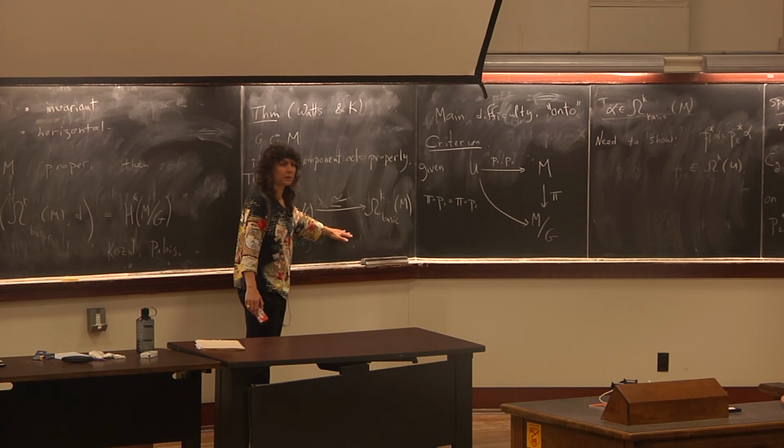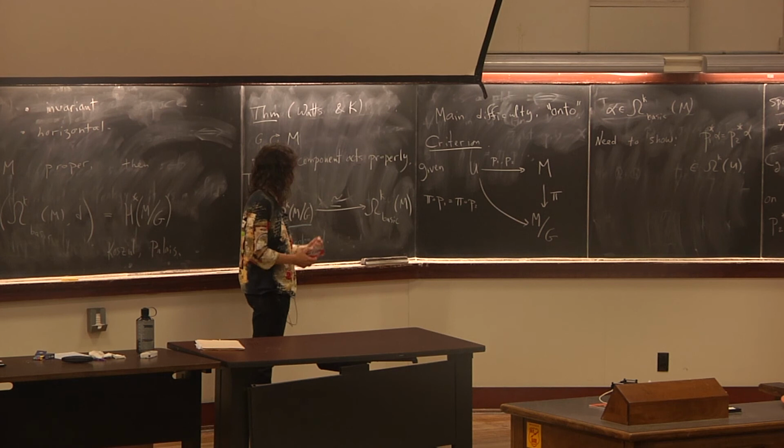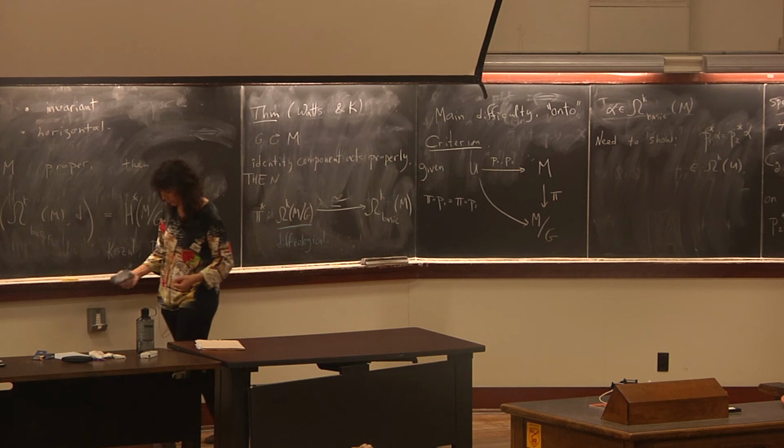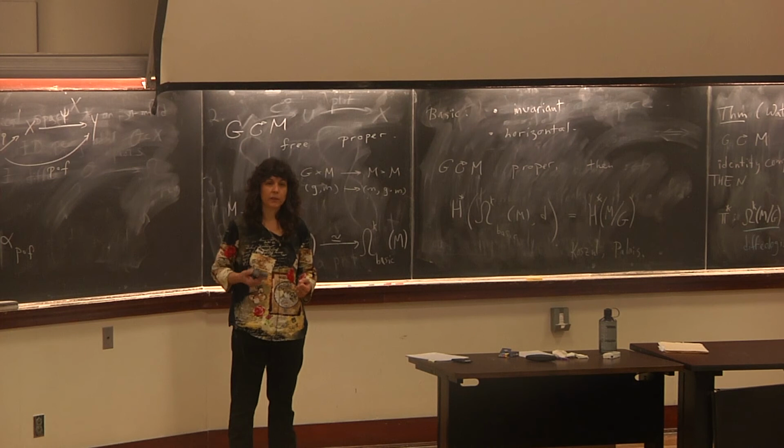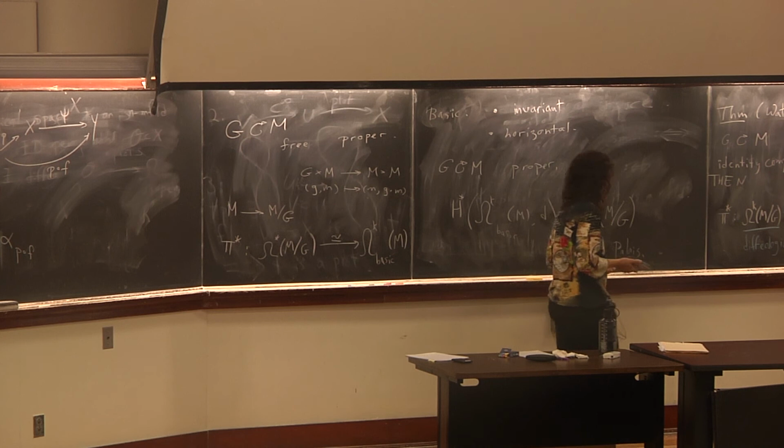Proper actions are nice and beautiful. They have slices. And again, if you crunch a little bit with the details, at the end of the day, you're going to be reducing your question to a question about a compact group acting on a linear vector space. Might as well act orthogonally. Choose an invariant inner product. Might as well assume that it is connected because you just care about the identity component.